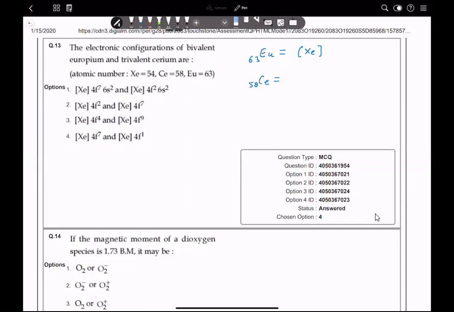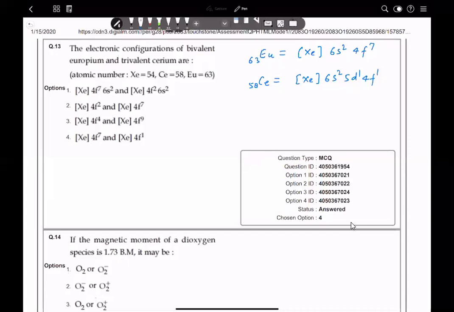So here the configuration must be 6s2 and 4f7. Okay. And then cerium configuration, if you write, it is xenon, and then we have 4 electrons. So it must be 6s2 and then 5d1 and 4f.